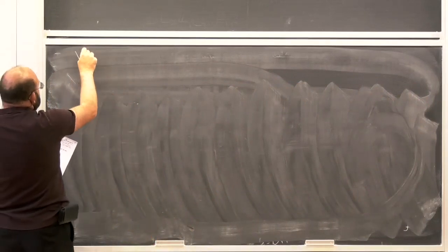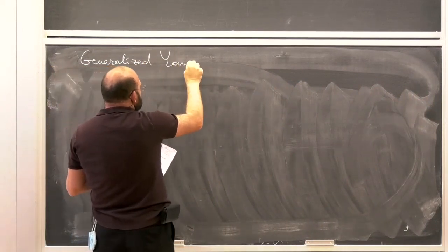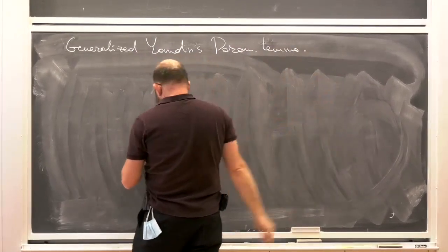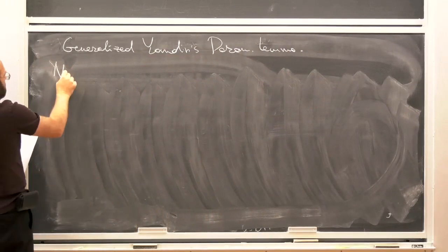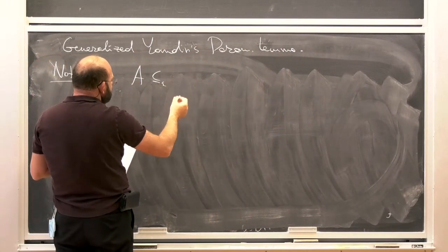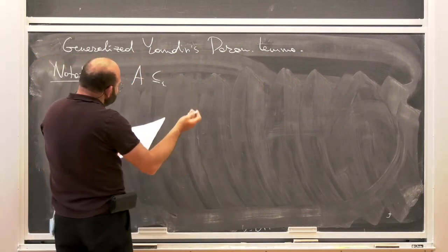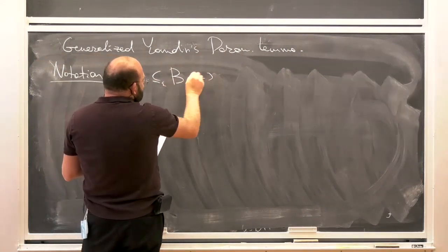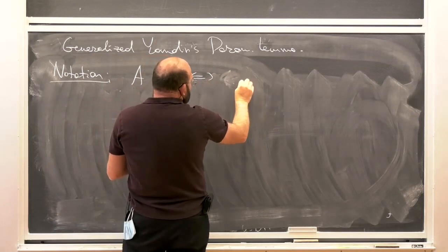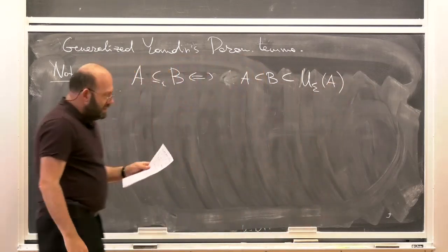Okay, notation. We say that A is epsilon-equal to B if, first of all, A is a subset of B, and B is a subset of the epsilon neighborhood of A. Okay, so this is the notation.